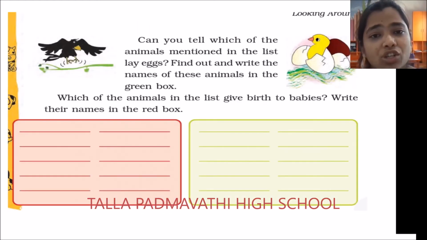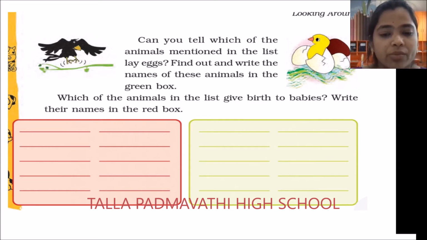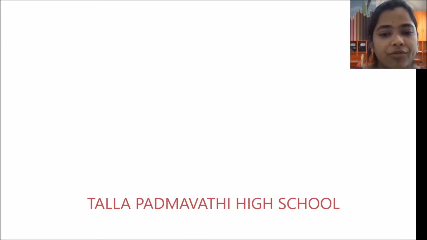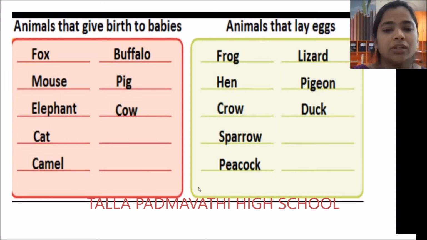Can you tell which of the animals mentioned in the list lay eggs? Find out and write the names of those animals in the green box. Which of the animals in the list give birth to babies? Write the animals in the red box. So what are those animals which give birth to babies and which lay eggs? We need to write down now.